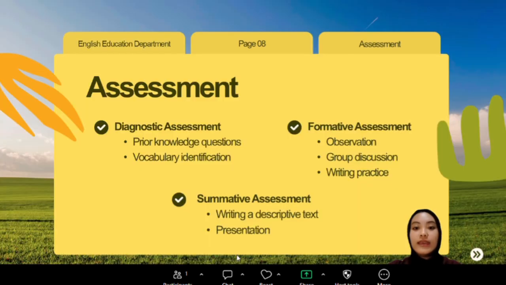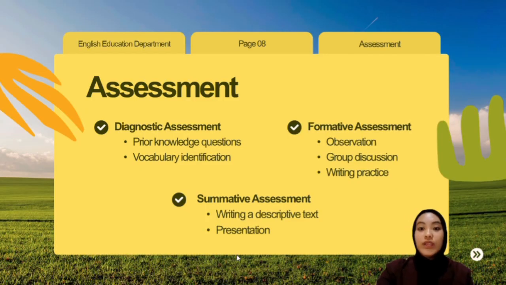And the next slide is about assessment. This module uses three types of assessment. For the first is diagnostic assessment. It is conducted before the lessons to identify student prior knowledge and vocabulary related to tourism places and descriptive text.